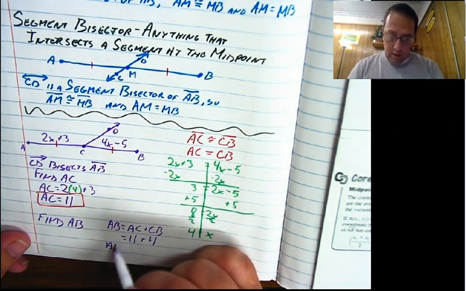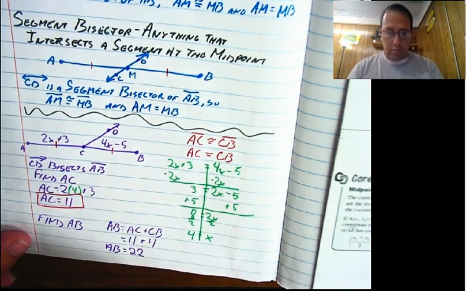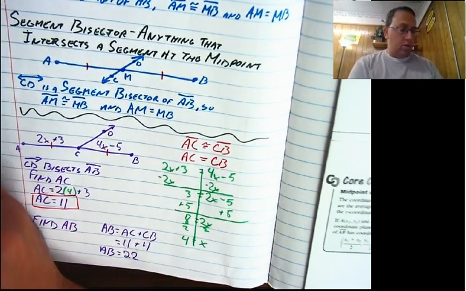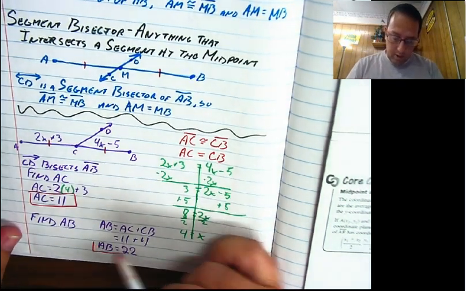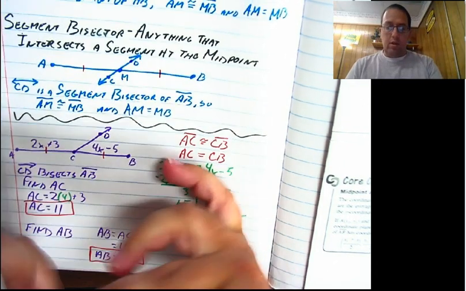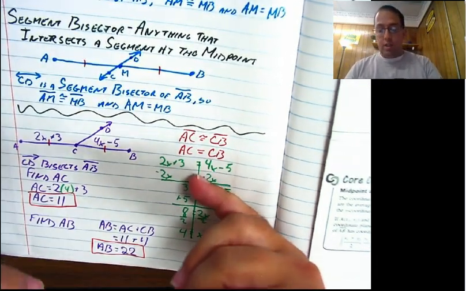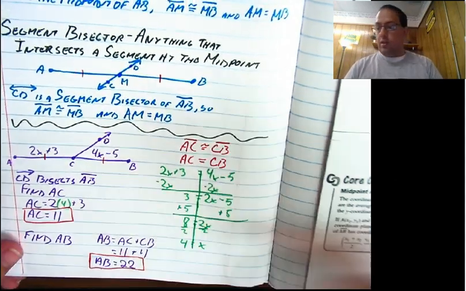And so AB equals 22. So the length of AB is 22 units. Again, got to put a box around it so my geometry teacher can find the answer. So not too bad, right? Pretty simple stuff so far. And most of this is.